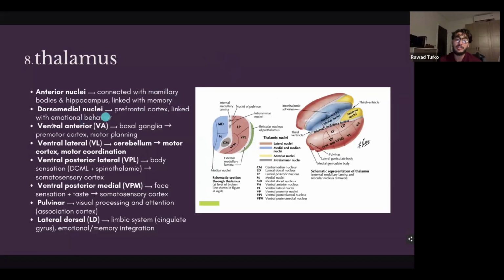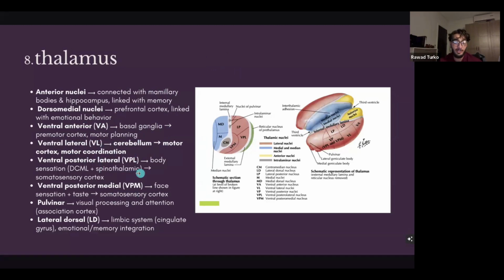All right. The ventral nuclei are a little bit more important because they're part of motor planning. So they connect with different parts of the brain. With ventral anterior, it connects to the basal ganglia and the premotor cortex, so it's responsible for motor planning, whereas the ventral lateral connects with the cerebellum. And it's the same thing: it's motor cortex and motor coordination, it's responsible for all those things.